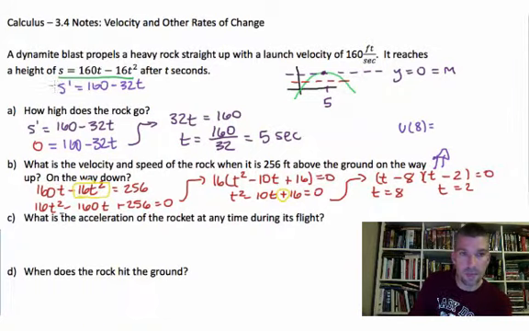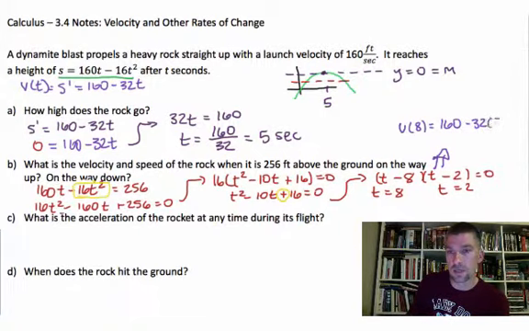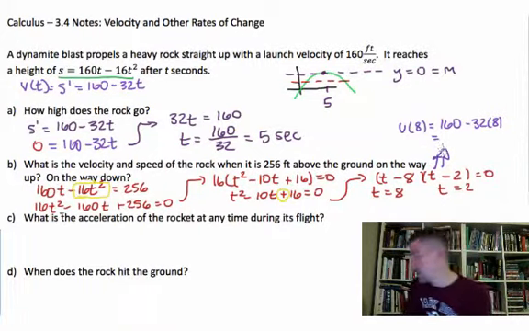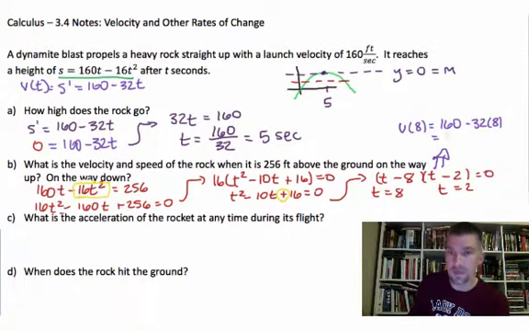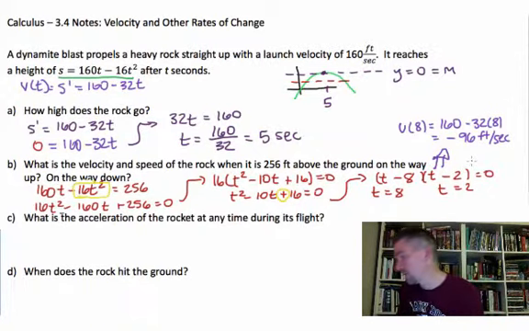And remember, s prime is velocity with respect to time. So the velocity at 8 seconds. So what is the velocity at 8 seconds? Well, it's 160 minus 32 times 8. And when I do that math, I end up with negative 96 feet per second. And I'm cheating, I'm looking at my calculator over here off to the side.